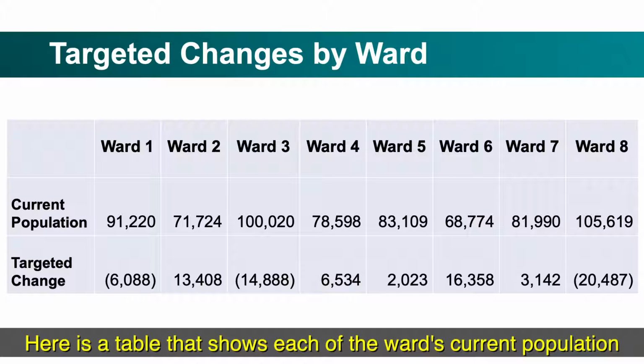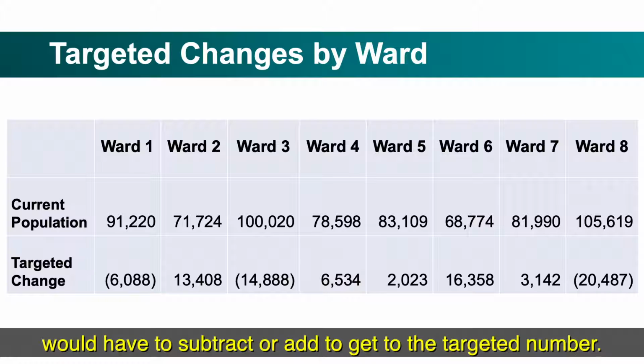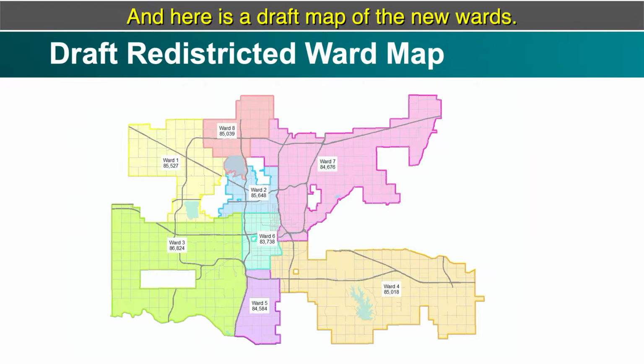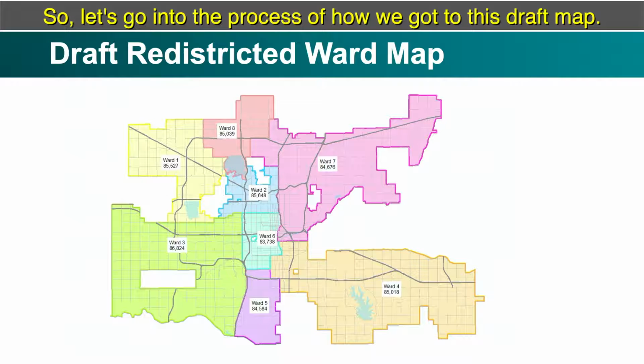Here's a table that shows each of the wards' current population based on the 2020 census and what the amount is that they would have to subtract or add to get to the targeted number. And here is a draft map of the new wards. So let's go into the process of how we got to this draft map.